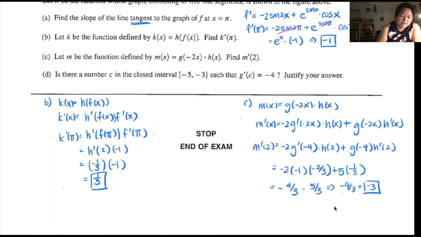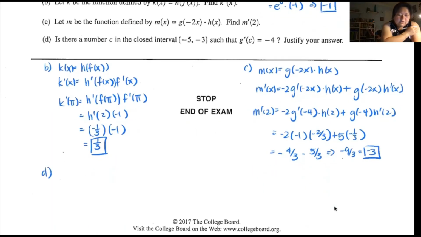Part D, is there a number c in the closed interval between negative 5 and negative 3 such that g prime of c equals negative 4? Remember, we're looking for g prime equaling a number. This is the MVT, mean value theorem for derivatives. So I need to figure out g of negative 5 and g of negative 3, and find the slope to see if it is equal to negative 4. That way there exists such a number where the derivative equals the slope.